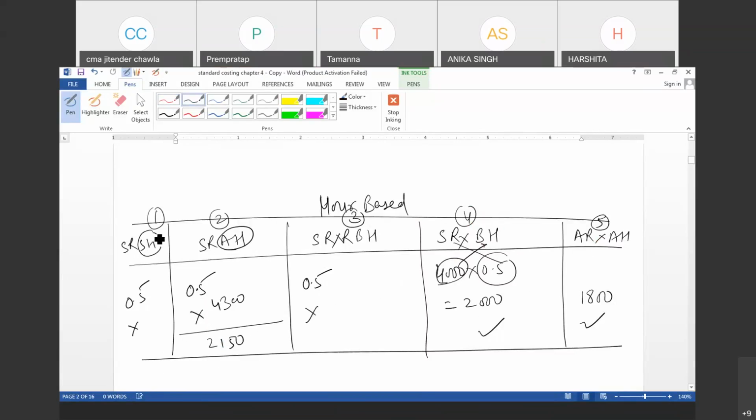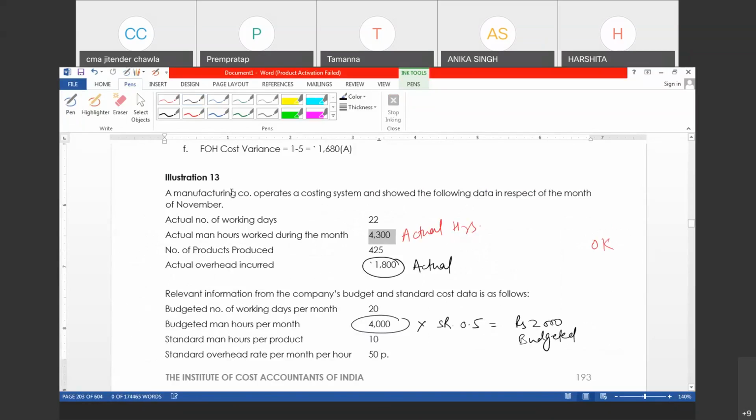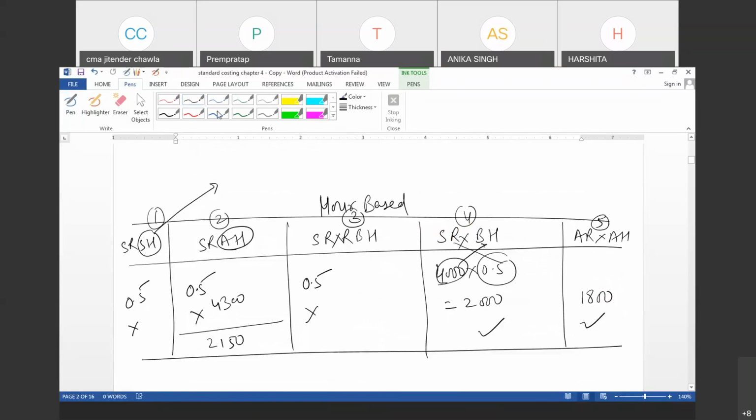अब हमें चाहिए स्टैंडर्ड आवर। स्टैंडर्ड आवर तो बहुत अच्छे से निकलेंगे, देखिएगा कैसे। एक्चुअल आउटपुट कितना है? एक्चुअल आउटपुट है 425 यूनिट्स और एक यूनिट को बनाने में कितना टाइम लगता है? 10 आवर्स। तो मेरा स्टैंडर्ड आवर, दिस इज स्टैंडर्ड आवर फॉर एक्चुअल आउटपुट, which is 4250. So I am coming back. This is my 4250 figure.